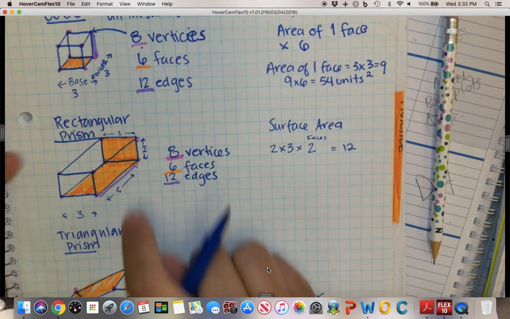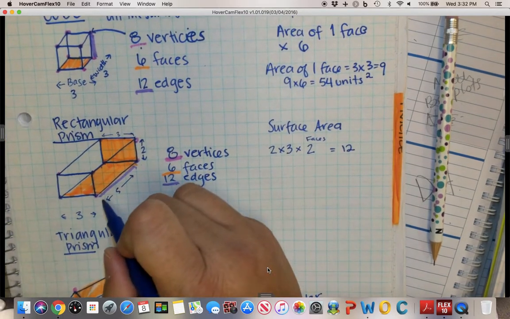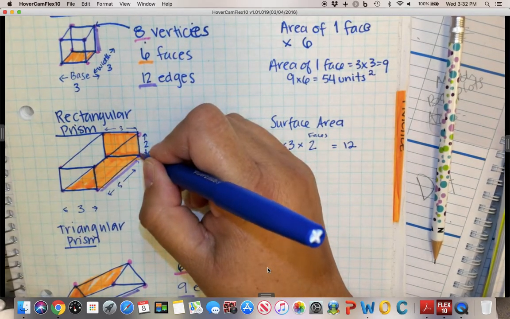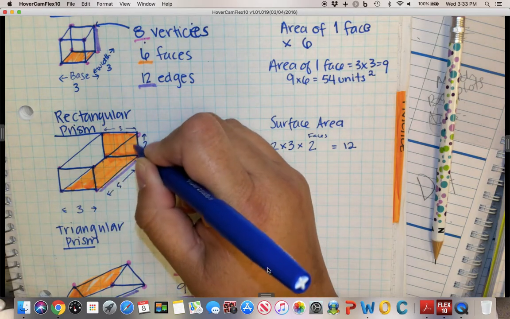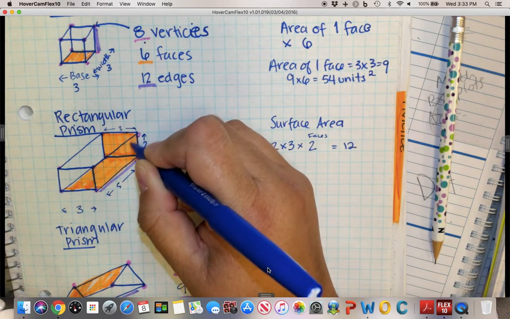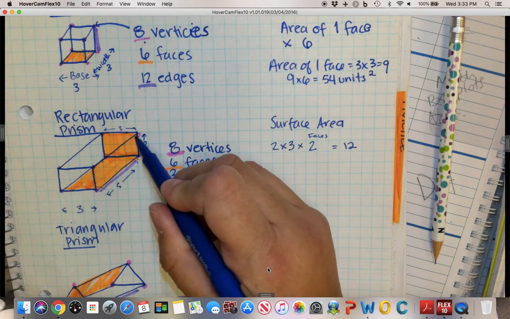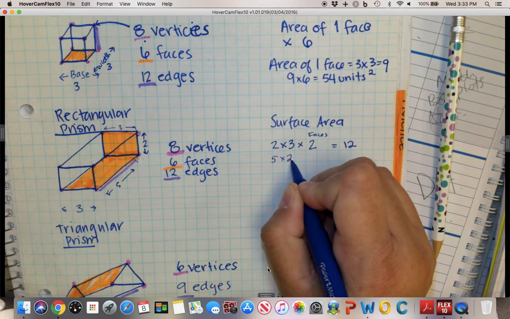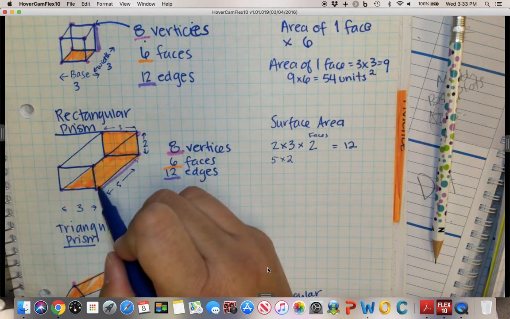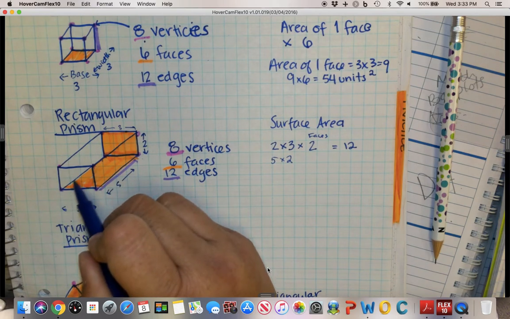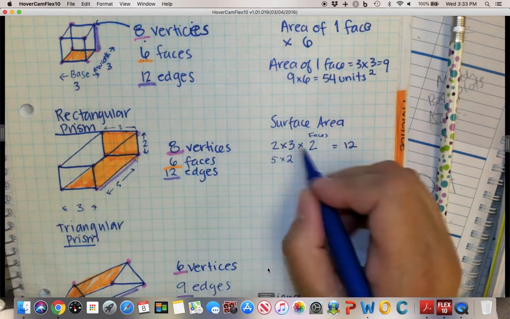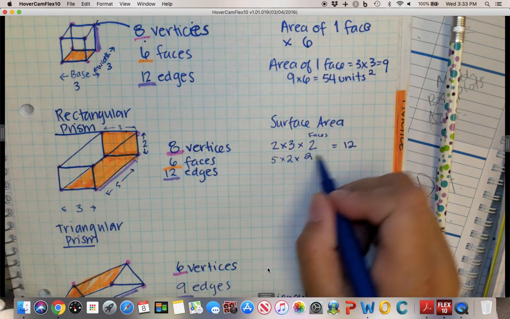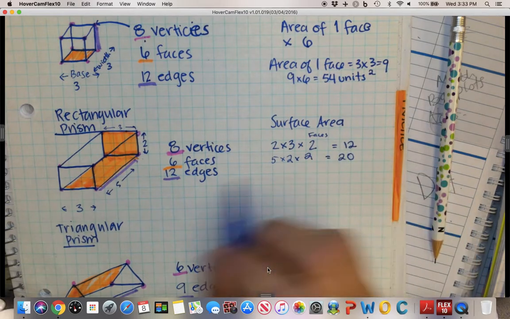And then I have these 2 side faces. This is 5 by 2. This side piece, and this side piece is the same as this side. So there are 2 of them. 5 times 2 is 10. 10 times 2 is 20.